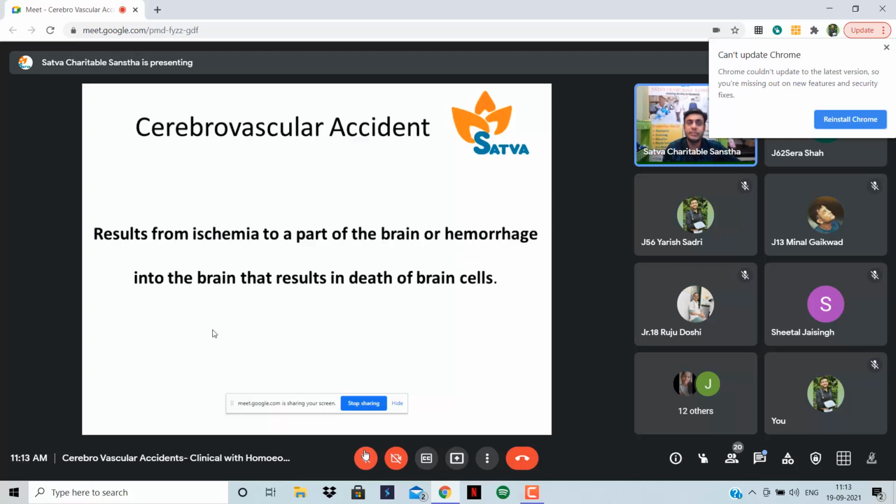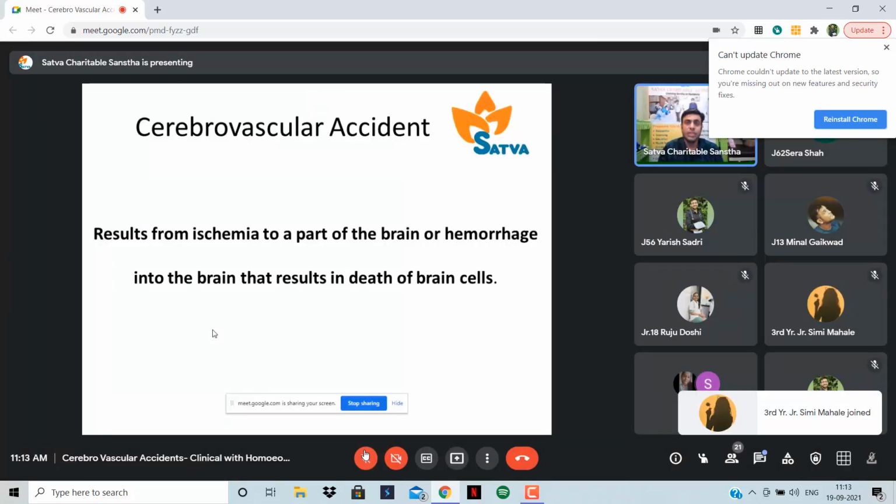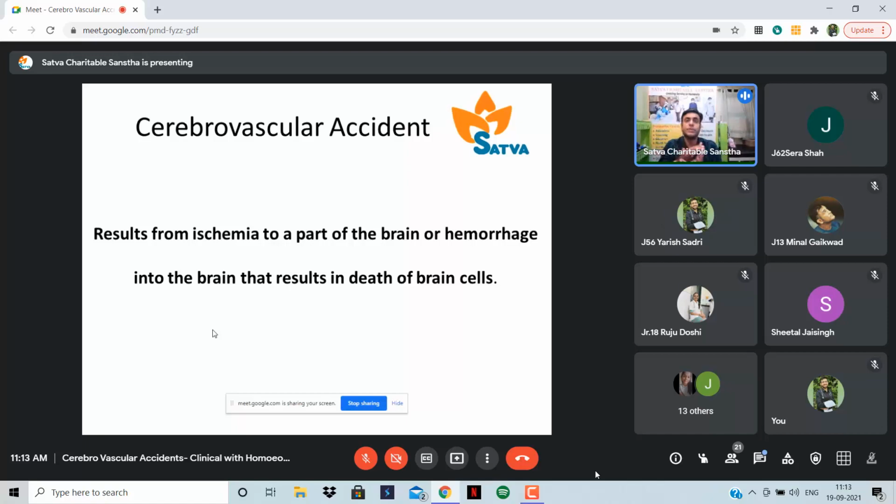So basically these pathologies develop because of ischemia to a part of the brain, or a localized hemorrhage into the brain, which eventually leads to death of the brain cells. So this is very important. Either the vessel which is supplying that vital area is getting blocked, that is known as ischemia, or the vessel is getting ruptured and the blood is getting extravasated or accumulated in the brain, which is leading to an increase in the intracranial pressure or intracranial tension, eventually leading to cerebral edema, and the normal tissue of the brain is getting compressed.